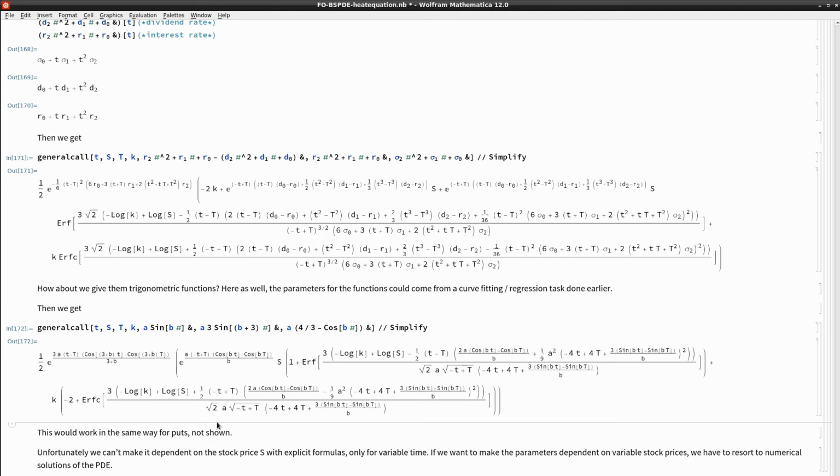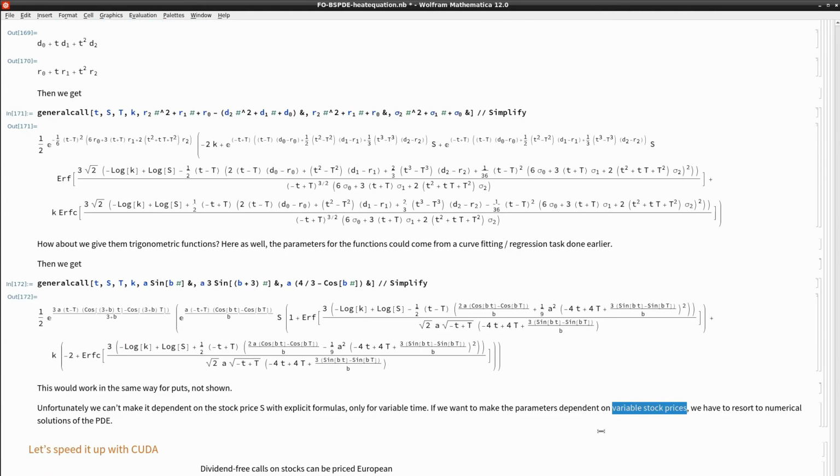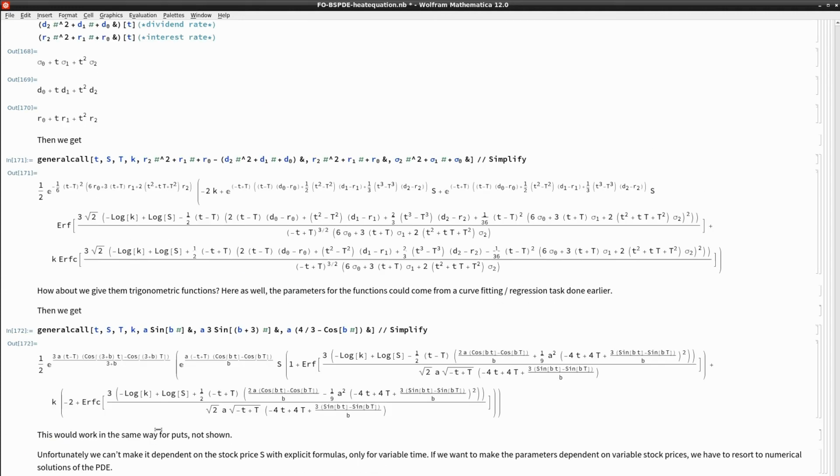But it is important that all this must be a time dependence. This would not work when we are using a dependence on the stock price. It has to be restricted for a time dependence. If we want to make the parameter dependent on the stock price, we have to resort to numerical solutions of the PDE, and we're going to do that later. But the time dependent case is relatively easy to cover.